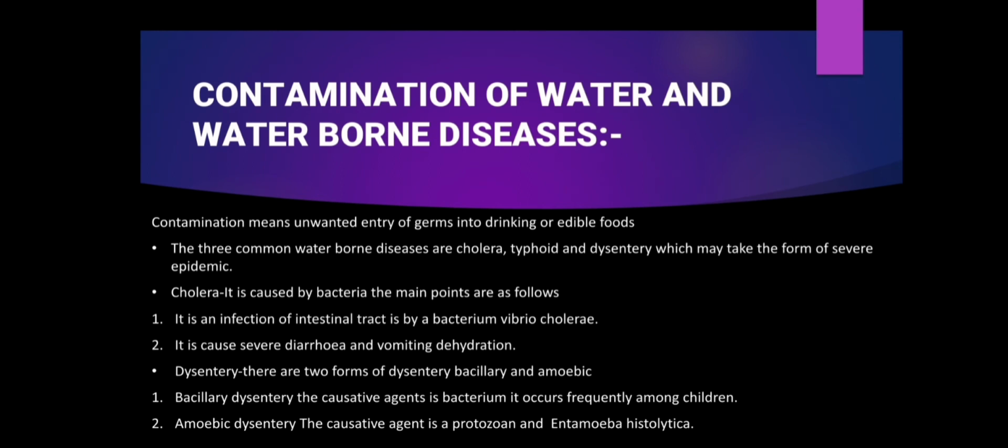Okay, so cholera is caused by bacteria. It is an infection of the intestinal tract by the bacterium Vibrio cholerae. It causes severe diarrhea, vomiting and dehydration. Next is dysentery. There are two forms, bacillary and amoebic. In bacillary dysentery, the causative agent is a bacterium. It occurs frequently among children. In amoebic dysentery, the causative agent is a protozoan, Entamoeba histolytica.